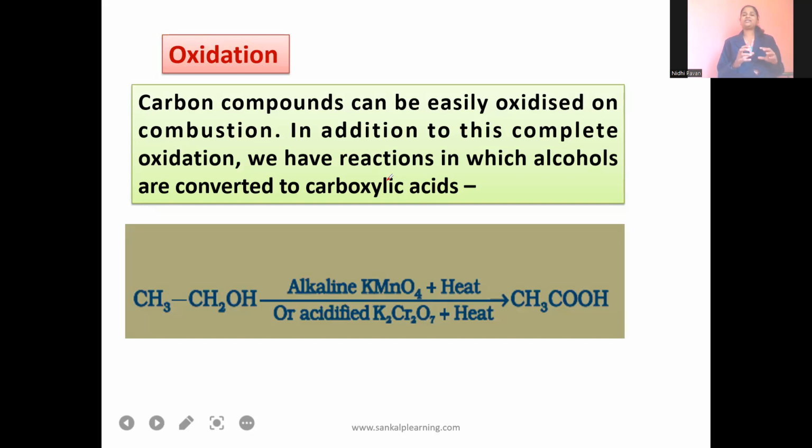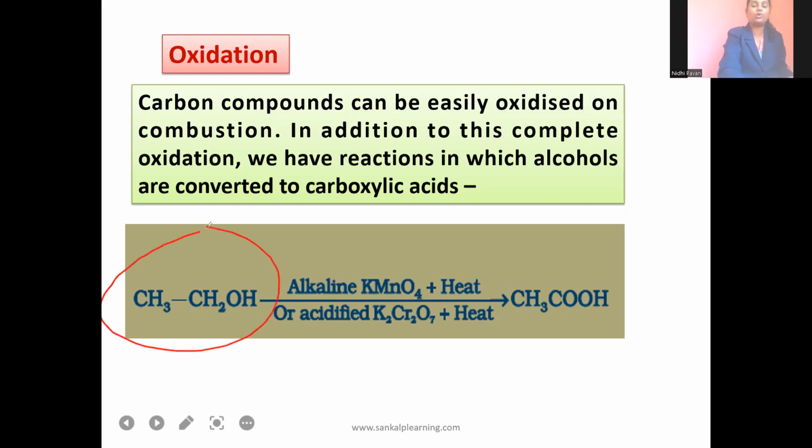Some of the substances have a capacity to give oxygen to other substances. Such substances are called oxidizing agents, right? So carbon compounds like the ethanol we took here can easily be oxidized, meaning oxygen will be added to them very easily.